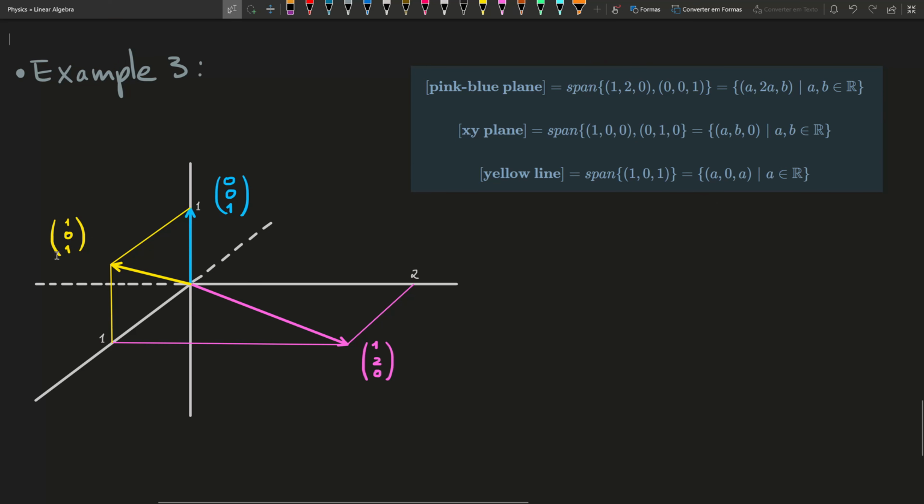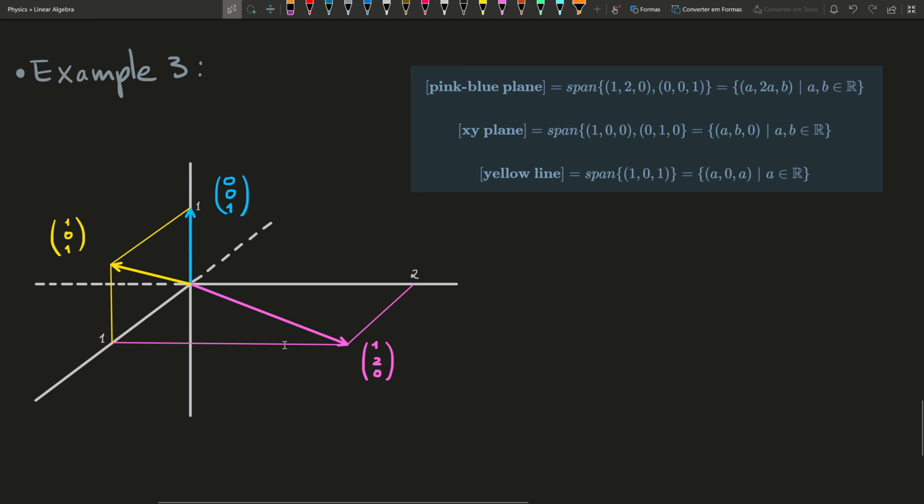Now let's see the third example of subspaces and vector spaces. Our starting point this time, let's consider R3, the three-dimensional space. So we have here three vectors: (1, 0, 1), (0, 0, 1), and (1, 2, 0). Geometrically, we have here the x-axis, the y-axis, and the vertical axis is the z-axis.